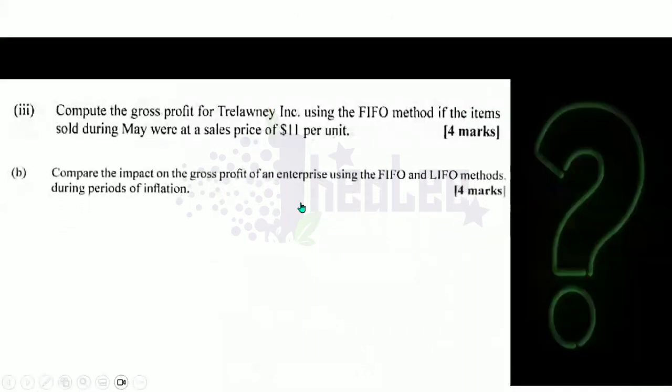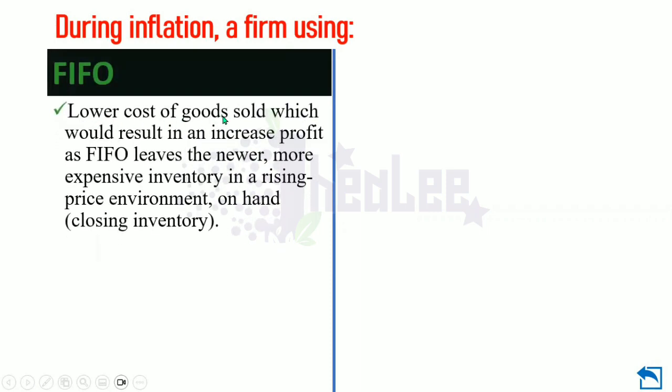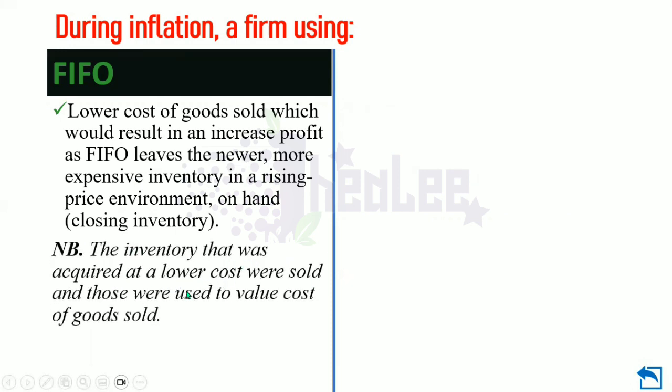Now that we have calculated gross profit, let us move into the next part of the question where we're asked to compare the impact on the gross profit of an enterprise using the first in first out and last in first out methods during periods of inflation. During periods of inflation, a firm using the first in first out method would find that there is lower cost of goods sold, which would result in an increased profit as the first in first out leaves the newer, more expensive inventory in a rising price environment on hand, meaning the closing stock. So note briefly that the inventory that was acquired at a lower cost were sold, and those were used to value the cost of goods sold. Because remember, closing stock and the cost of goods sold are valued at cost price.